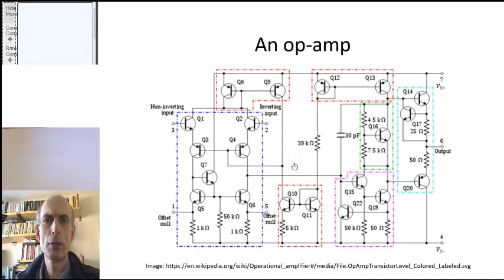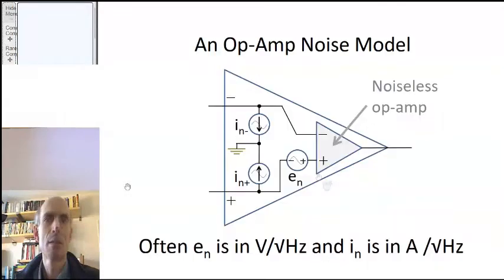It would be an extremely difficult calculation if we were to consider all of them whenever we wanted to determine the noise in an op-amp circuit. So we don't. We use a simplified noise model of the operational amplifier, something that looks like this. We've just got three noise sources here. Two noise currents, one on each of the two inputs to the op-amp, and one noise voltage.